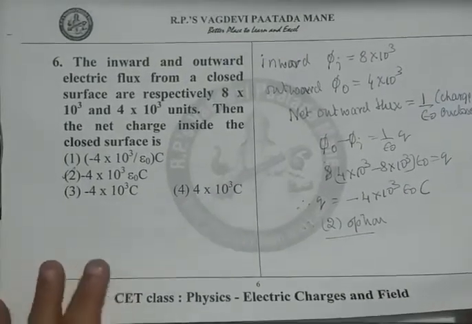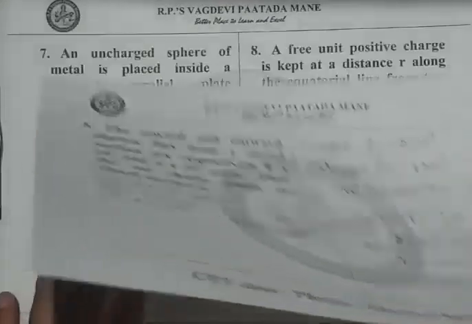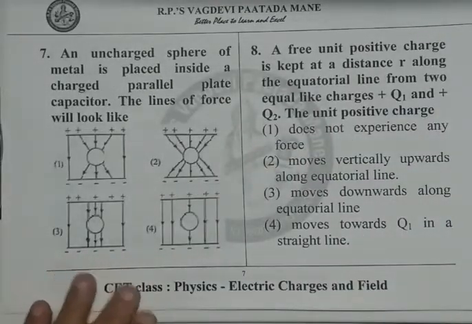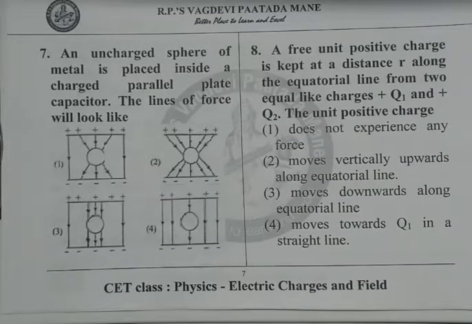Now after 6th question, we go on to 7th. 7th is just a logical type and also it depends on the concept what we know. We read, an uncharged sphere of metal is placed inside a charged parallel plate capacitor. The lines of force will look like.